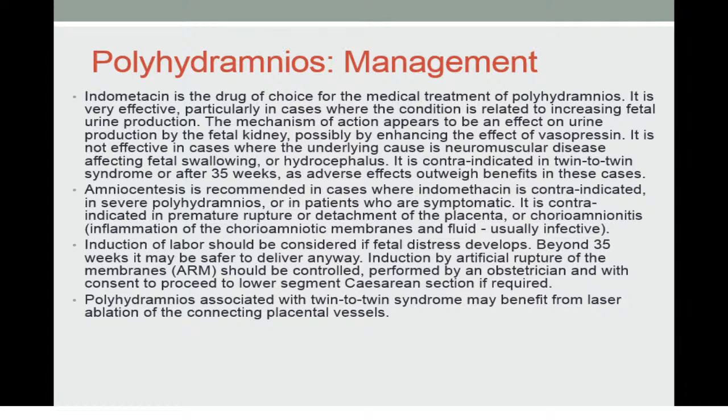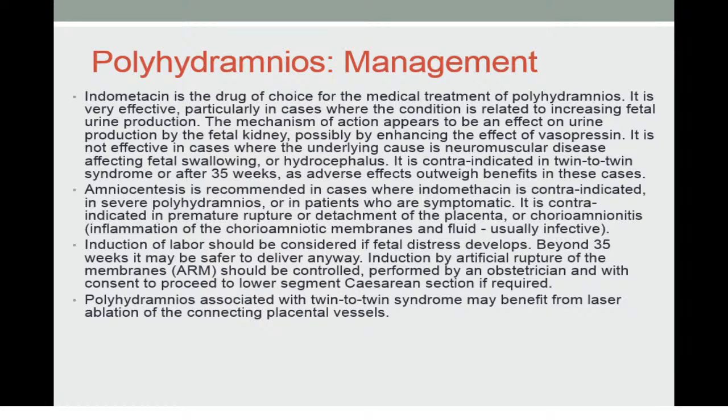Indomethacin is the drug of choice for the medical treatment of polyhydramnios. It is very effective, particularly in cases where the condition is related to increased fetal urine production. The mechanism of action appears to be an effect on urine production by the fetal kidney, possibly by enhancing the effect of vasopressin. It is not effective in cases where the underlying cause is a neuromuscular disease affecting fetal swallowing or hydrocephalus.